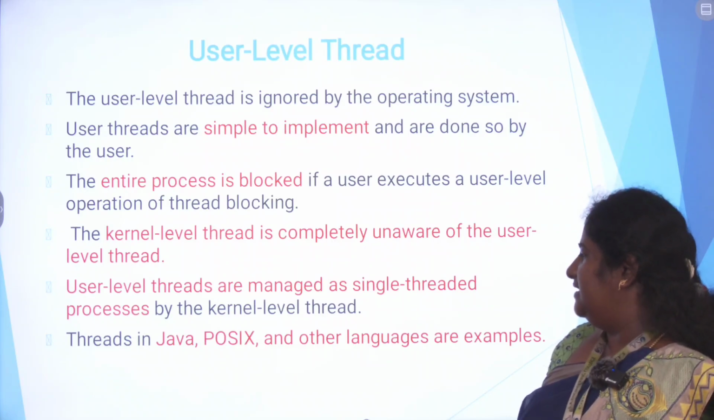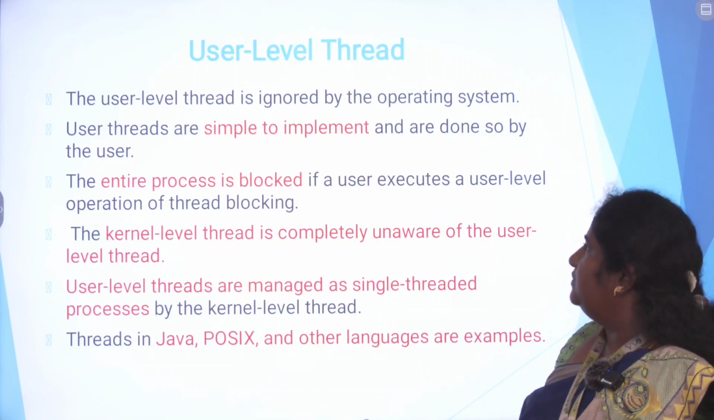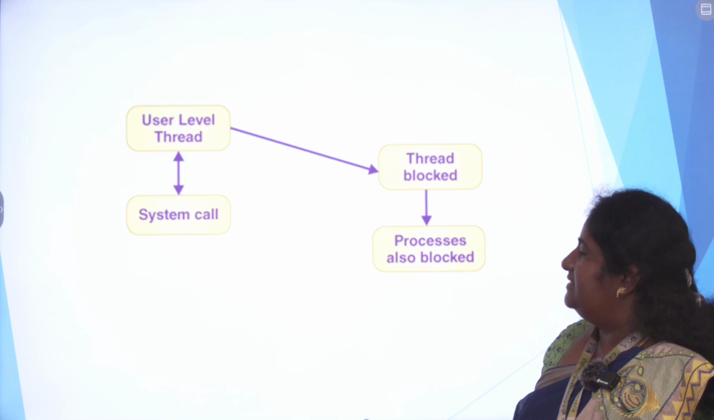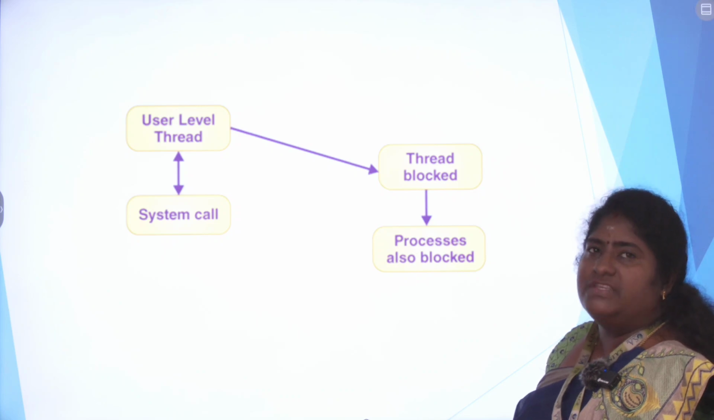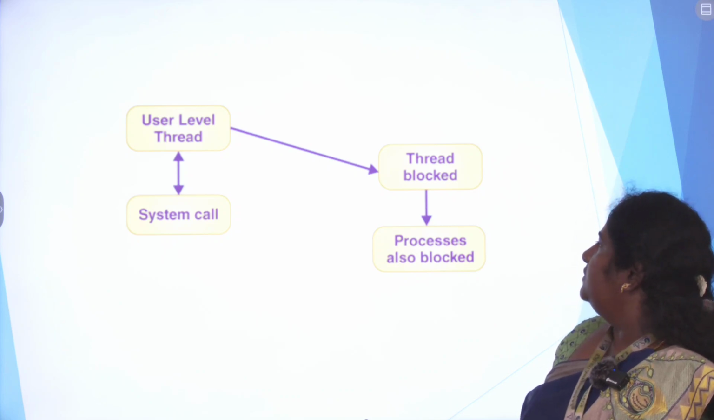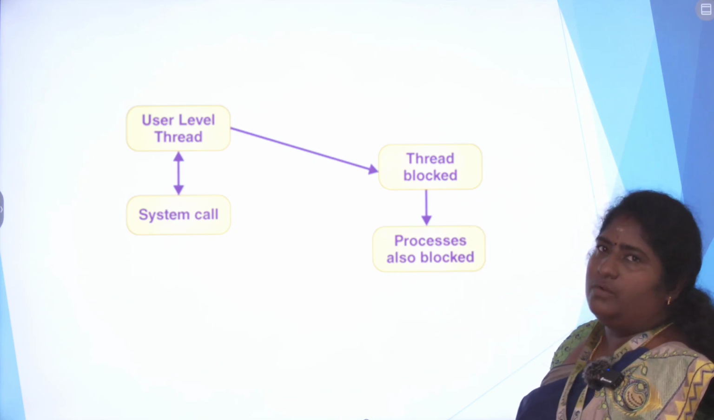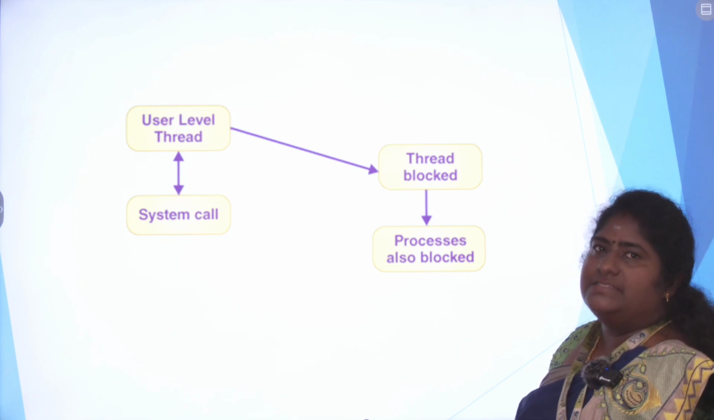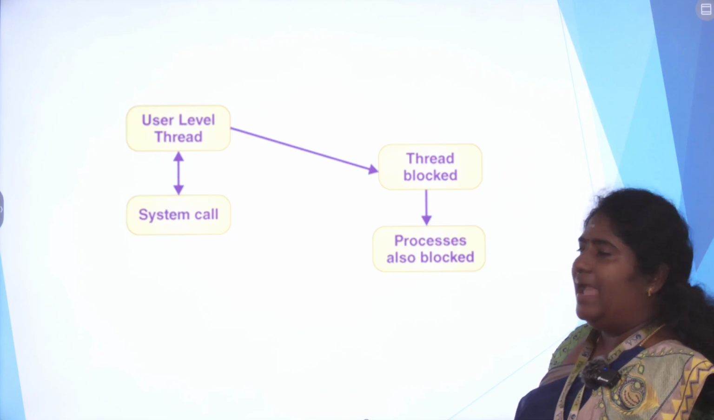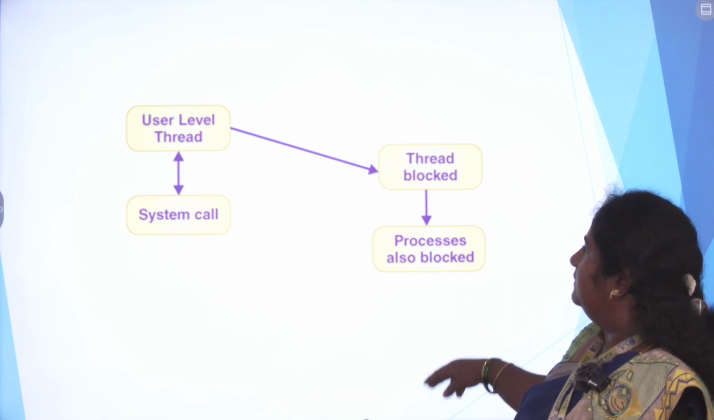So the user level threads are managed as a single threaded process by the kernel level thread. Threads in Java, for example, and POSIX, and other languages are examples for user level threads. User level threads have system calls in a separate manner, and they will be blocked by the kernel level thread because it is not aware of which user level thread is currently executed. So when the thread is blocked, the process is also blocked because the thread is present inside the process. Whenever the kernel starts its execution, the user level thread and the user level process are blocked and it starts the kernel level execution.